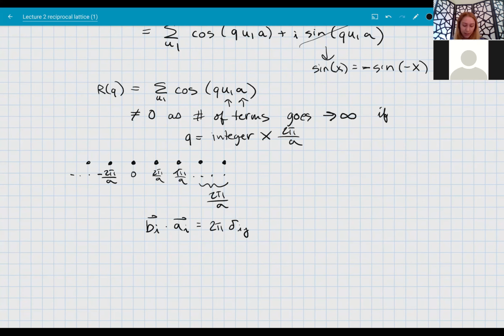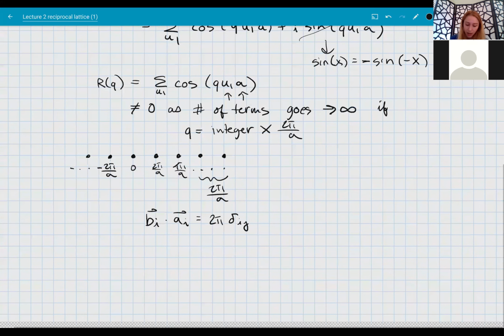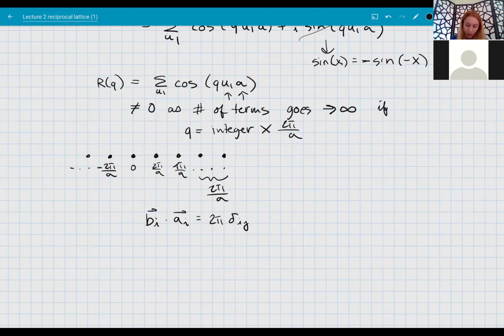Another way that one might want to think of the reciprocal lattice in some contexts is in terms of specific plane wave states. Okay, so let's consider first a generic plane wave e to the I k dot r.